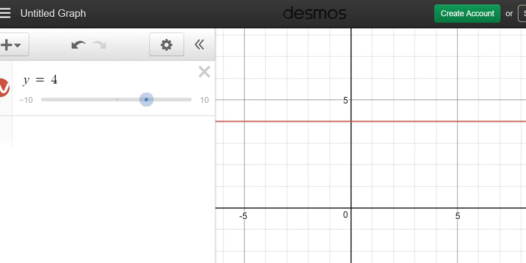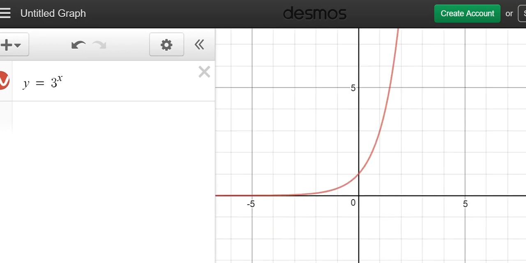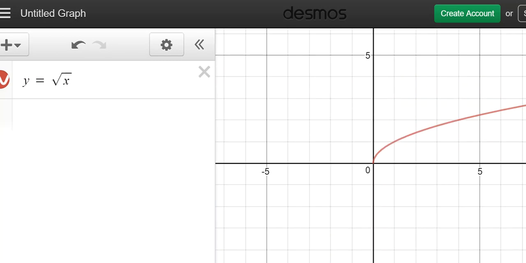Then we have y equals 4. Again, notice the shape and the direction. This is the equation y equals 1 over x. And this is y equals 3 to the x power. And this right here is the equation y equals the square root of x.